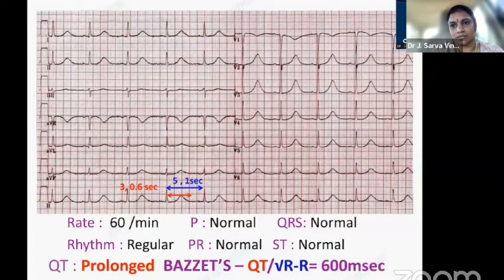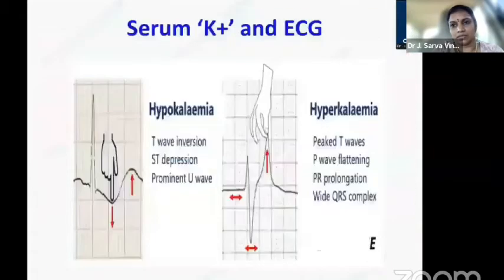That is Bazett's formula. That is QT interval divided by the square root of the RR interval. So the QT interval here is around 0.6 seconds and the RR interval is around 1 second. So the QT interval is around 600 milliseconds. The normal QT interval is around 450 to 480 milliseconds in females and males. So here it is prolonged. This prolonged QT interval can lead to torsades de pointes, or polymorphic ventricular tachycardia.